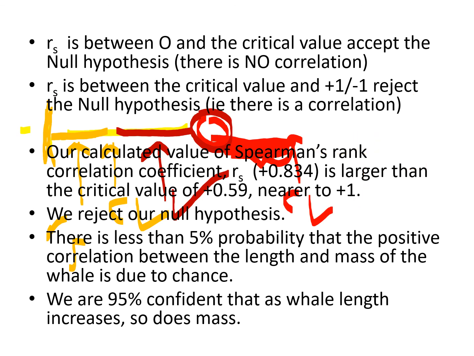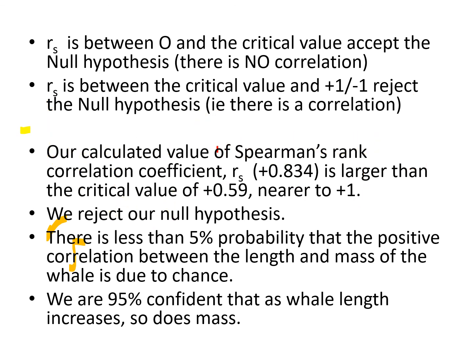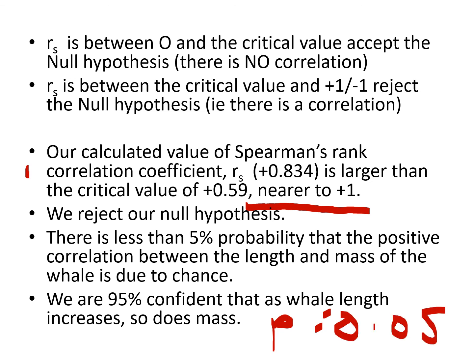So let's just get rid of all of this so you can actually read the PowerPoint. So it says here, our calculated value of Spearman's rank is plus 0.834. It is larger than the critical value of 0.59. And this is what I would use. It is nearer to +1. So we reject our null hypothesis. Okay, so I would say at p equals 0.05 or whatever critical value you'd be given, we're confident that as wear length increases, so does mass.